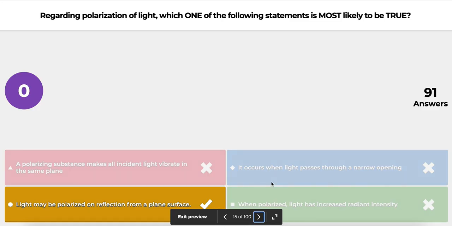Diffraction is what happens when light passes through a narrow opening, and light may be polarized on reflection from a plane surface, like the surface of water. This is right. And when polarized, the light loses some of its energy, or loses some of its radiant intensity.